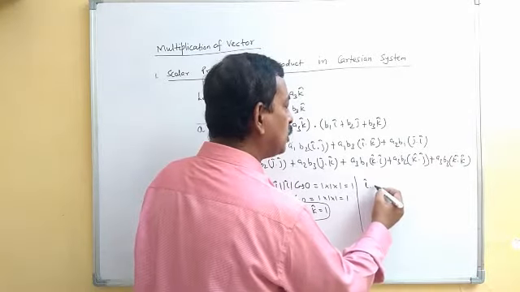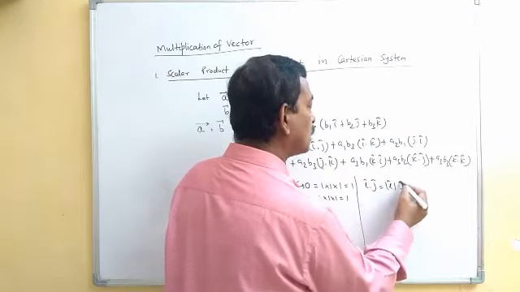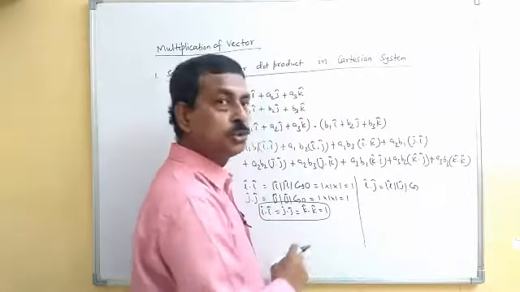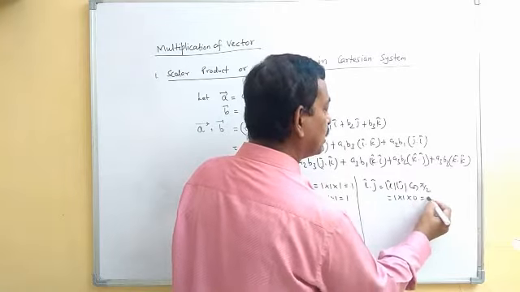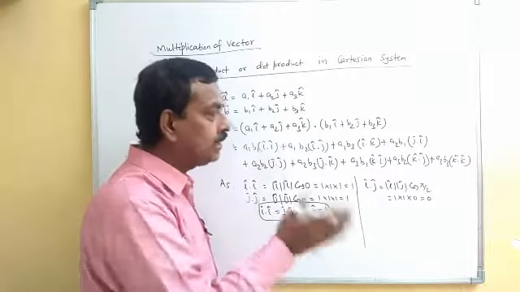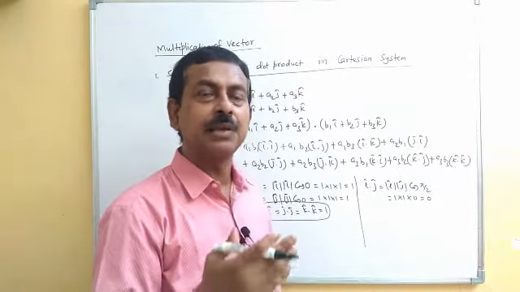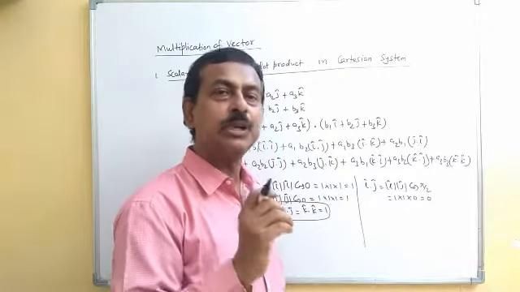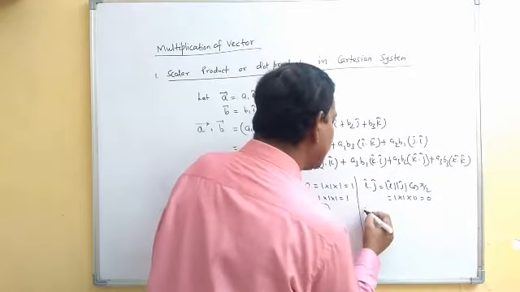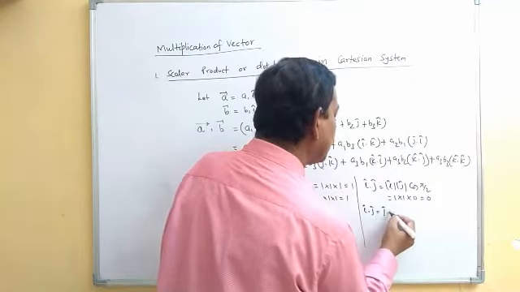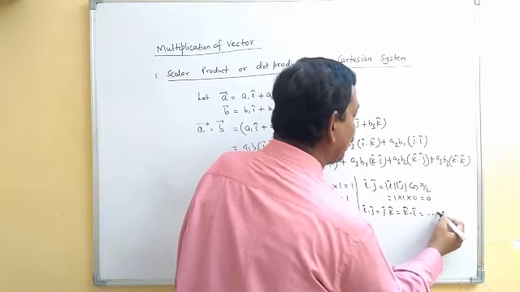If you consider i dot j, then it will be magnitude of i, magnitude of j, and cos of the angle between the two. The angle between the two is 90 degrees. So this is 1 into 1 into 0, and that is 0. So you take any unit vectors which are different, ij, jk, or ki, all will give you a dot product of 0, because the angle between them is 90. So i dot j, j dot k, k dot i all give you the value 0.